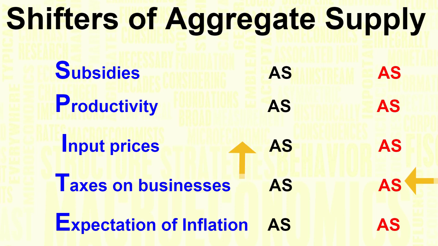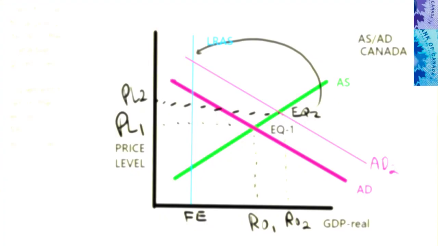Whenever you have the taxes decrease, you are allowing businesses to have more of their funding to put back into their businesses. So it's not surprising that when taxes on businesses decrease, you will see that the aggregate supply line gets pushed to the right. Okay, that's the discussion we needed to have. Let's go back to the graph.